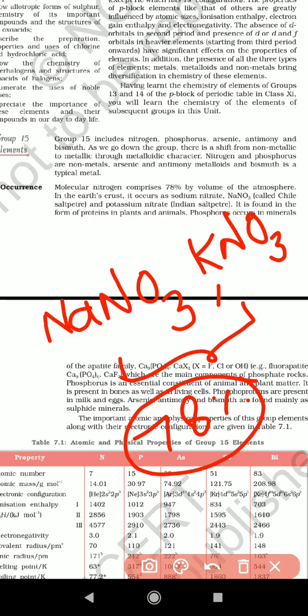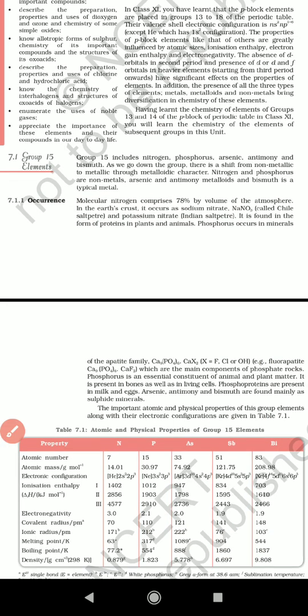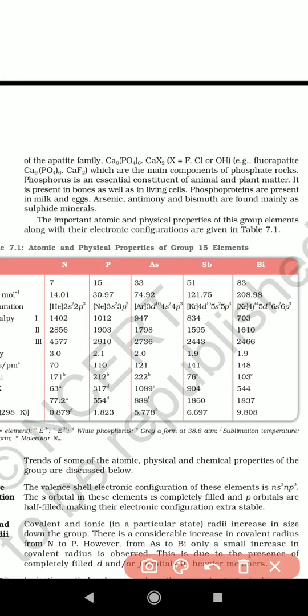Next, coming to the next element, phosphorus. Phosphorus occurs in minerals, such as the apatite family, for example calcium phosphate Ca9(PO4)6 with CaX2, and CaF2, in the apatite families.